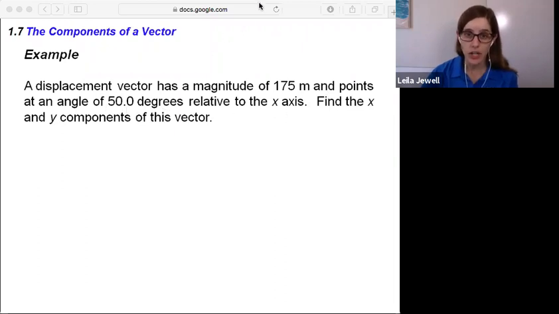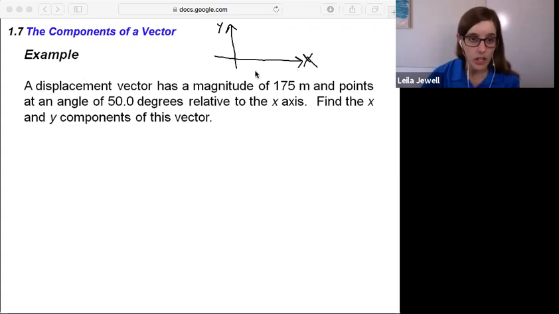So if we picture having our axes on there, right, that y is purely up and x is traditionally to the right, then this displacement vector has to be 50 degrees above the x-axis. So something like that. And so that angle would then be 50 degrees. And the length of this is the 175 meters.